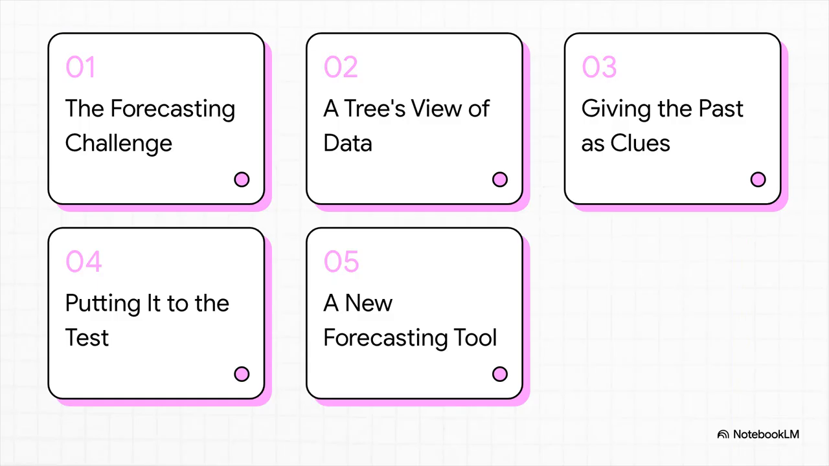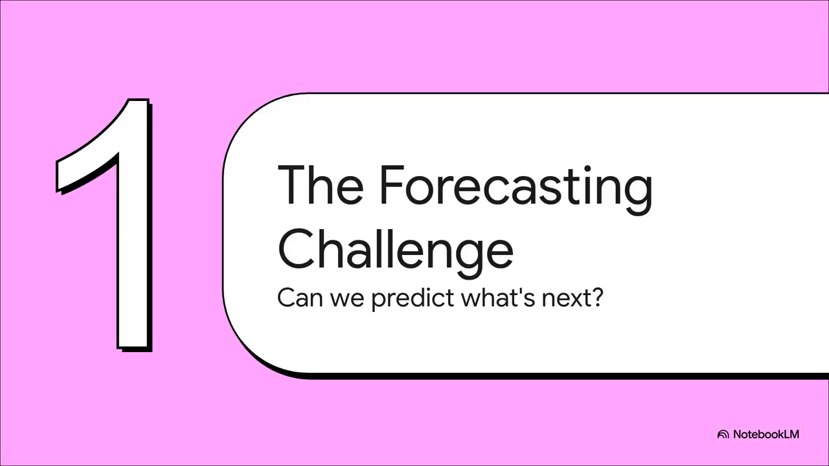All right, here's how we're going to break it down. We'll start by getting our heads around the forecasting challenge itself. Then, we'll look at why decision trees and time-based data don't naturally play well together. The real magic happens in Section 3, where we literally give the model clues from the past. After that, we'll put our creation to the test, and then we'll wrap up by seeing how this gives us a powerful new tool in our data science toolkit. So let's jump right in.